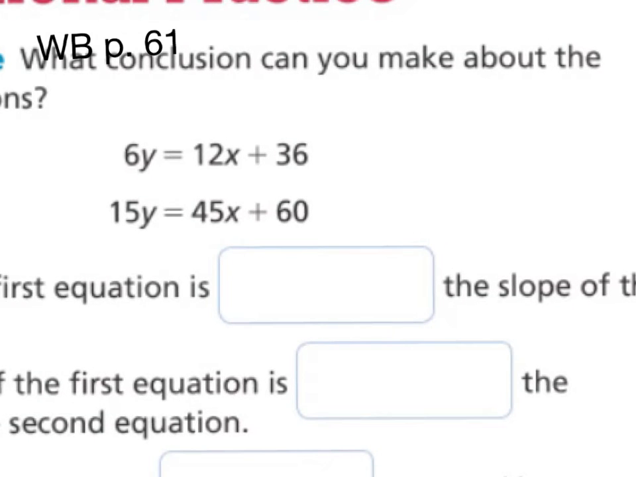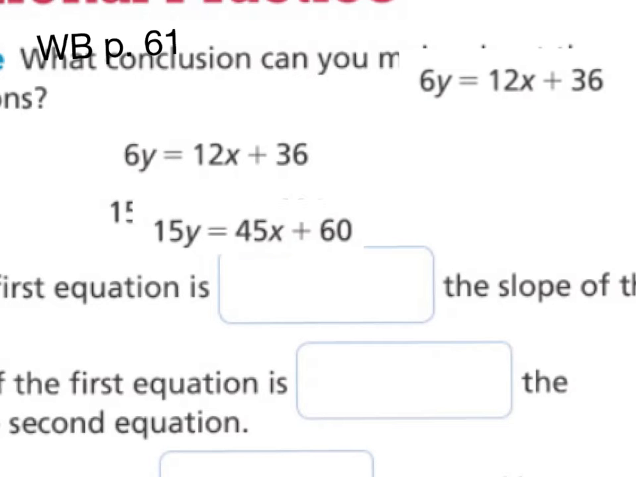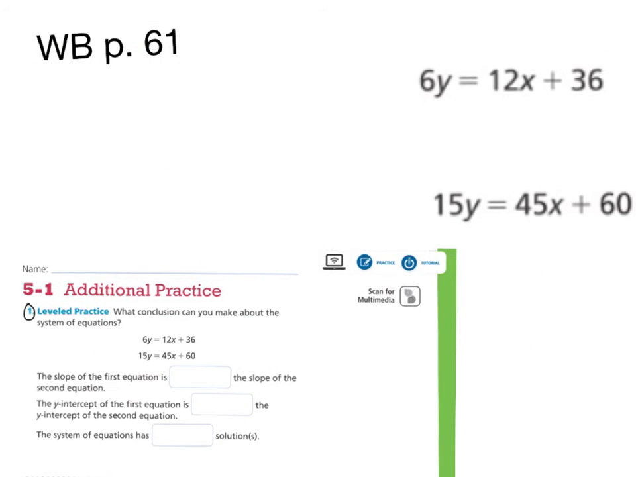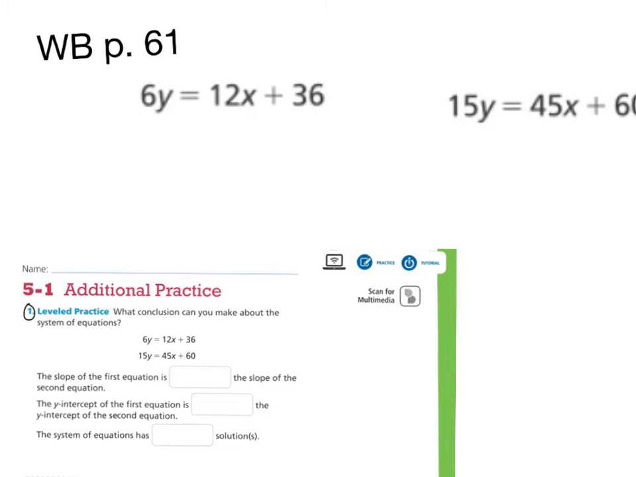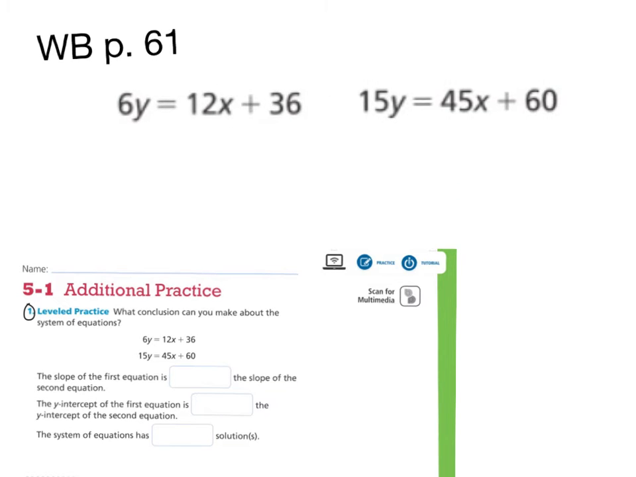Neither one of these equations is solved for y. So I'm going to bring these off to the side for a minute so we can solve them for y and then figure out what their slopes are. So on this first equation, we have a 6y, so 6 times y. So to get that as just a y equals something, they're multiplying by 6. We can divide everything by 6. So that would be y equals 2x plus 6.